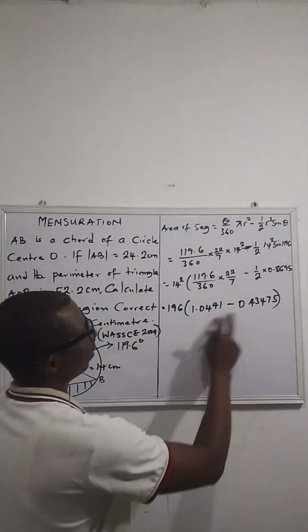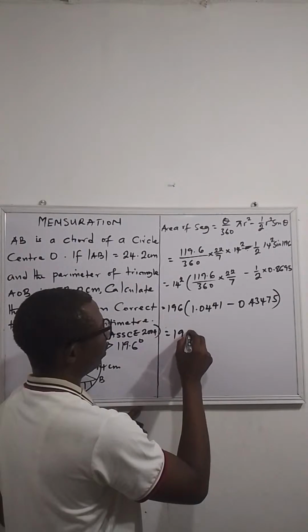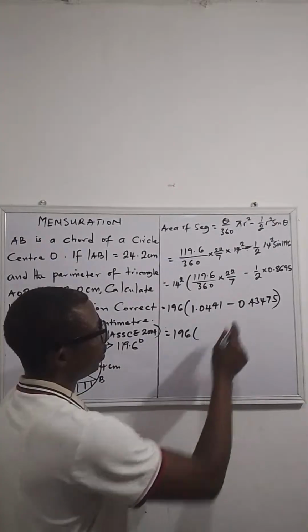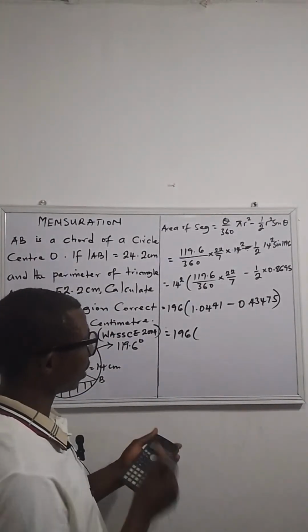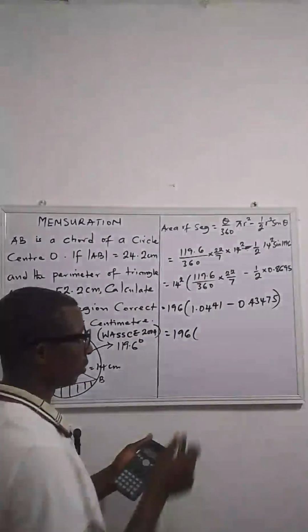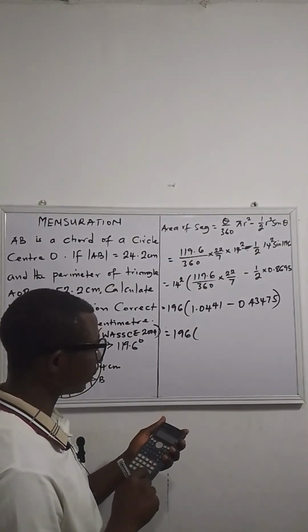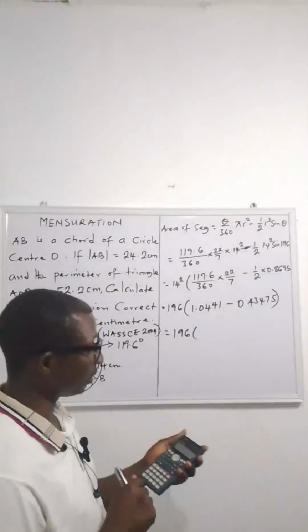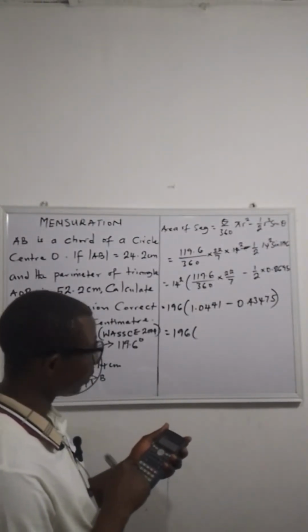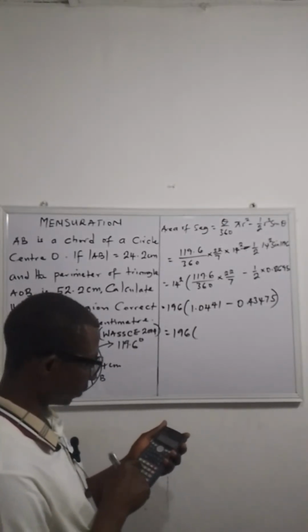Now we can subtract. So we have 196 times. Now, what do we have when we subtract? You take 0.43475 from 1.0441. So what do you have? I hope you are doing that over there. Make sure you cross check. 43475.